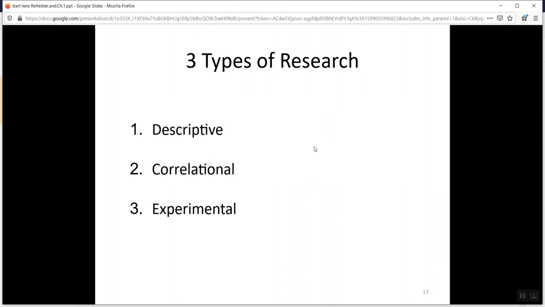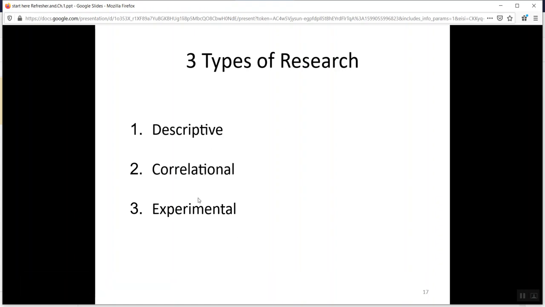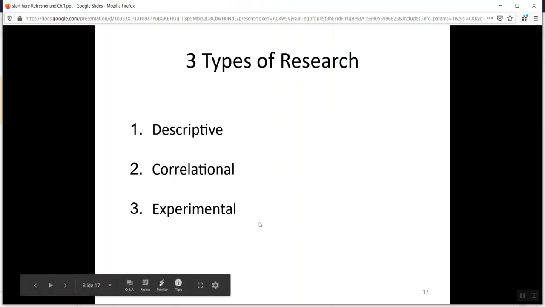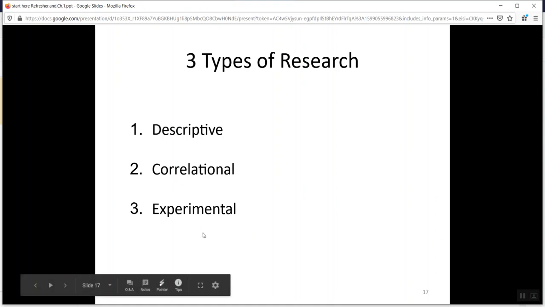So if you remember again from Intro to Psych, there are 3 major types of research: descriptive, correlational, and experimental. And these are all ranked in the degree of difficulty. So descriptive is relatively easy to do, but doesn't allow us to draw any conclusions or show any cause and effect, whereas experimental is more difficult to do, but can allow us to show that cause and effect between two variables.